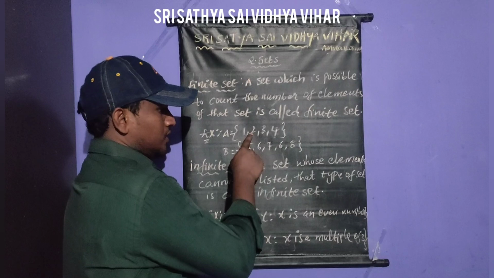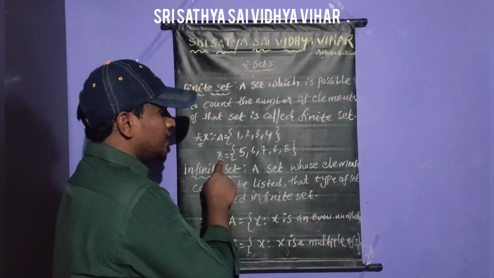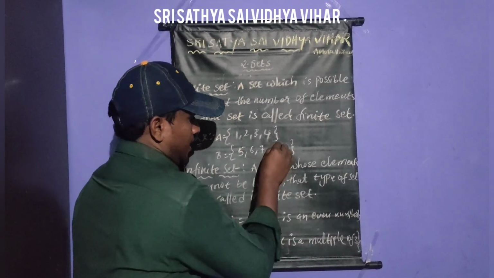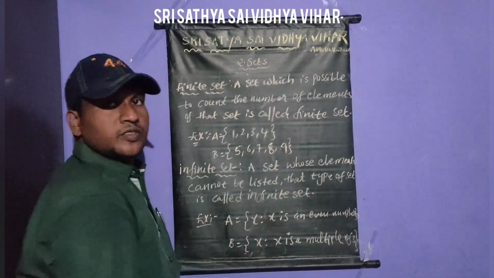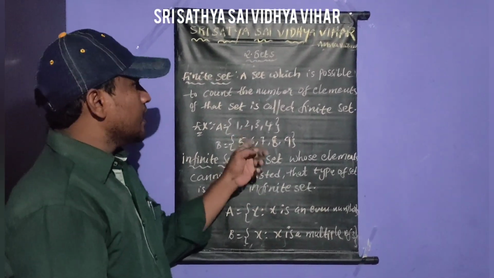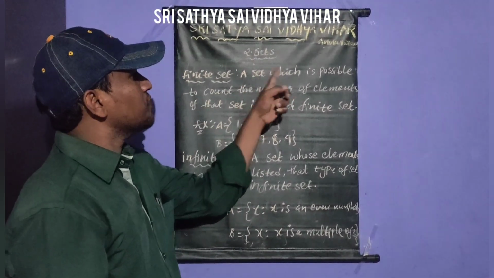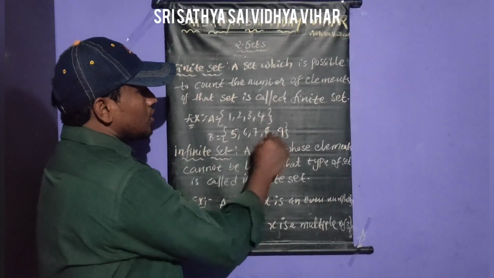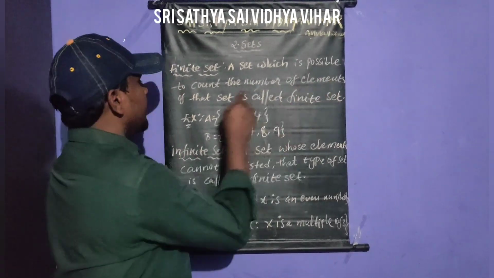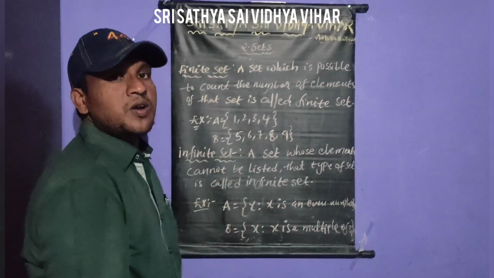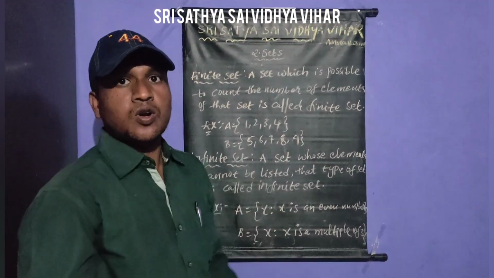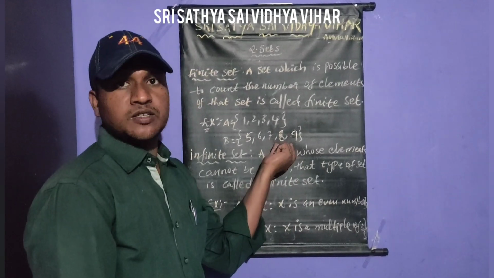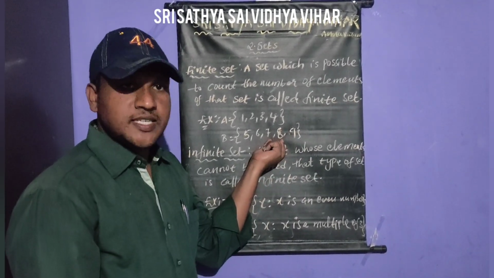For example, set B = {5, 6, 7, 8, 9}. What is a finite set? A set whose number of elements it is possible to count is called a finite set. It has a definite number of elements. How many elements are there in the set? 5 elements. It is a finite set.